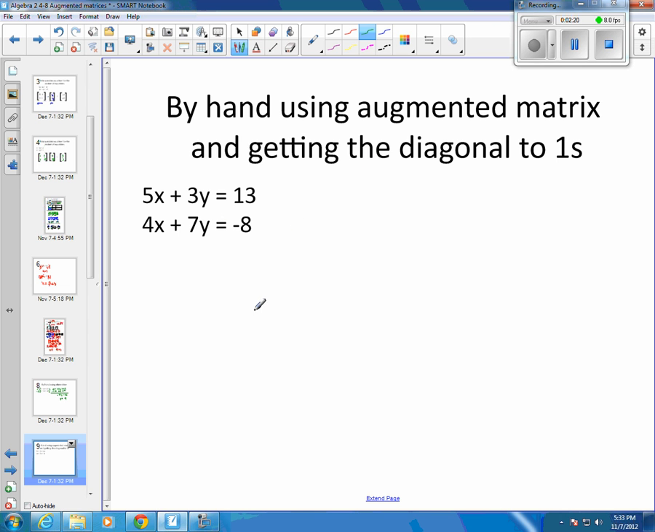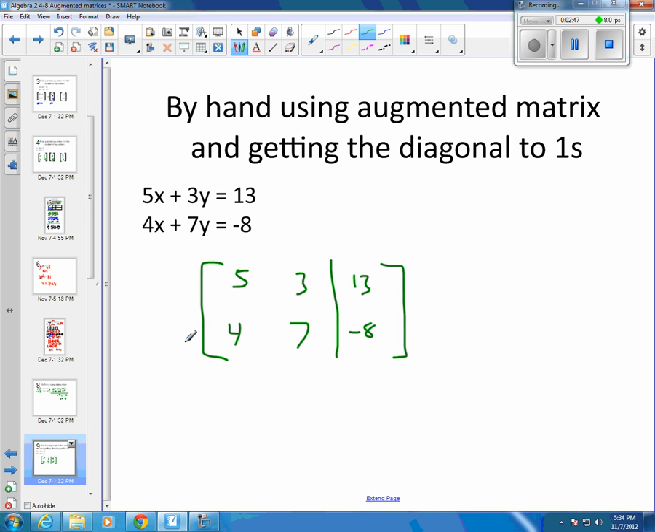So with my other method, I'm going to make what's called an augmented matrix. So I'm going to take my 5, my 3, my 4, and my 7, and then I'm actually going to add a line and a 13 and a -8. So this is how I learned how to do an augmented matrix. The goal here is to make this 5 into a 1, this 7 into a 1, and these two numbers into zeros.